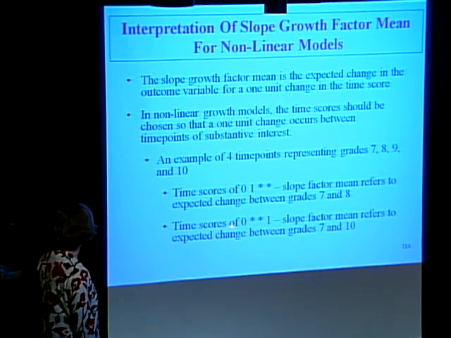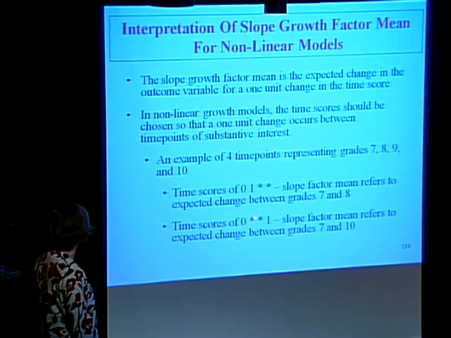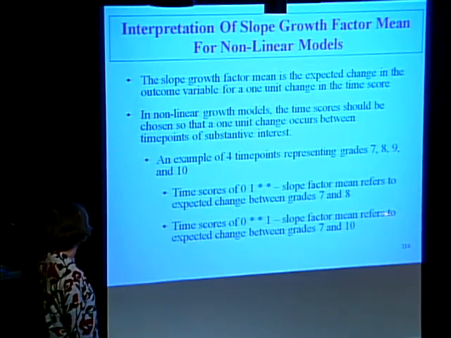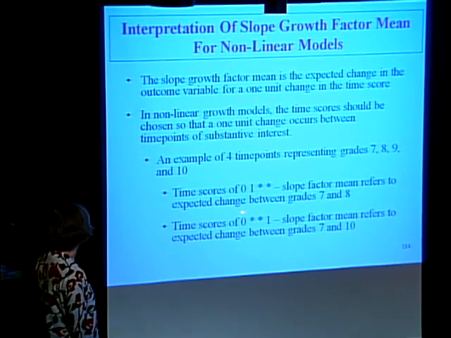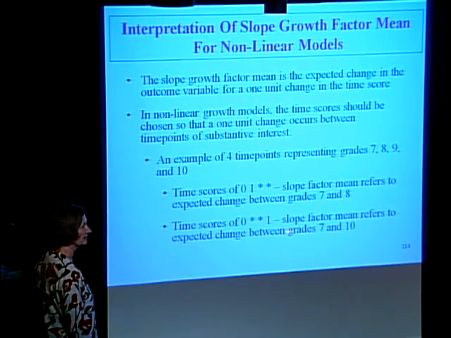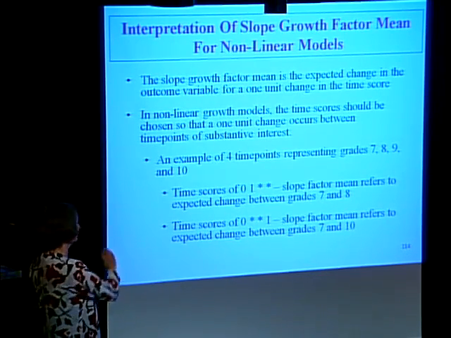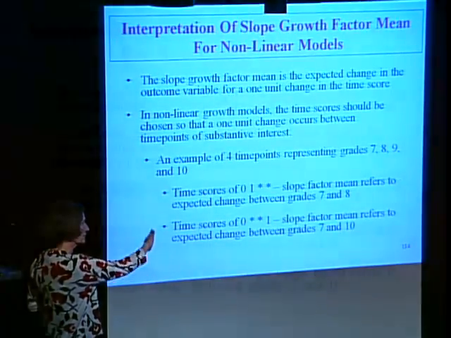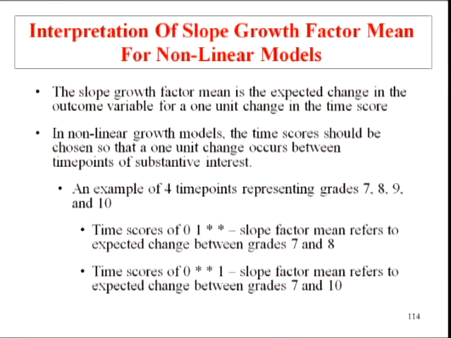But if we instead take time scores of 0, free, free, 1, then the slope growth factor mean refers to the expected change between grades 7 and 10. So the linear part is between 7 and 10, and the other time scores are estimated. They may be higher, they may be lower, but they're not estimated on that line between 0 and 1.